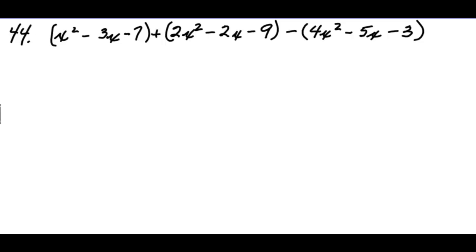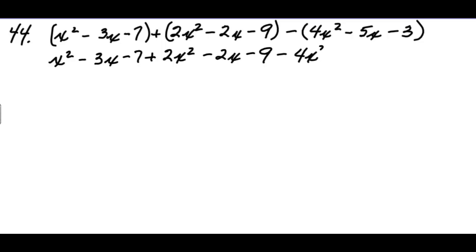What I'm going to do is remove all the parentheses now. In the first and the second, we just recopy them. x squared minus 3x minus 7 plus 2x squared minus 2x minus 9. But in the third, because we are subtracting through, that negative sign makes this a negative 4x squared. Negative times a negative makes that a positive 5x. And a negative times a negative makes that a positive 3.